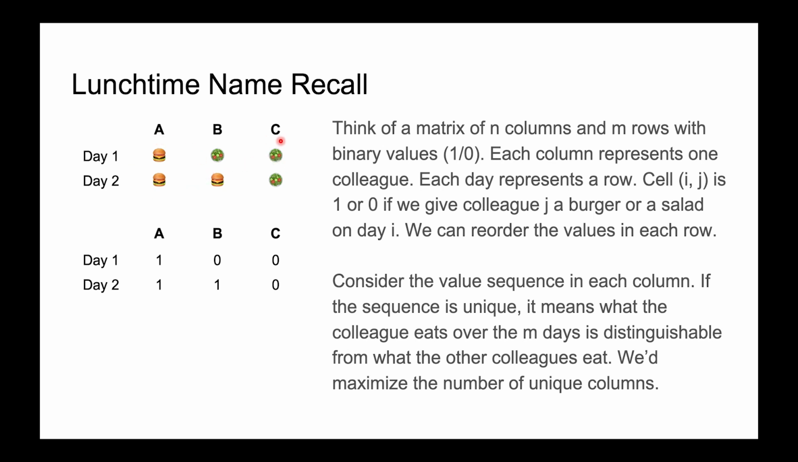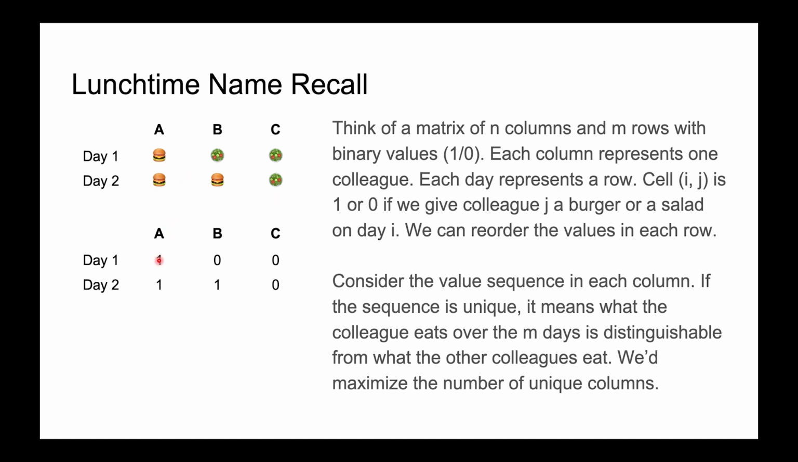Let's say we have three colleagues named A, B, and C. We don't know who is A, who is B, or who is C. On the first day, we order one burger for colleague A. And by observing who eats a burger, we know who has name A. On the second day, let's say we can order two burgers. Let's give them to A and B. So the colleague who eats a salad on the first day and a burger on the second day will be B, and the remaining colleague shall be C.